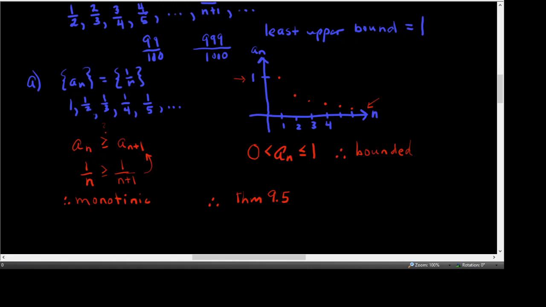So by theorem 9.5, because we established that it's bounded and monotonic, we can therefore conclude that this sequence called a sub n converges. Okay, so that's that result.